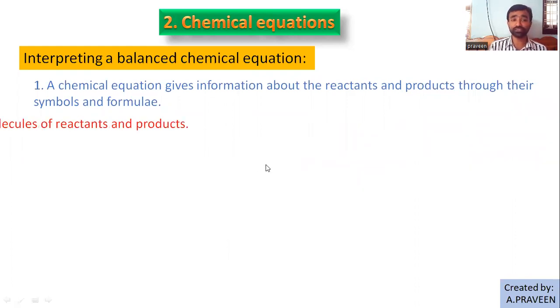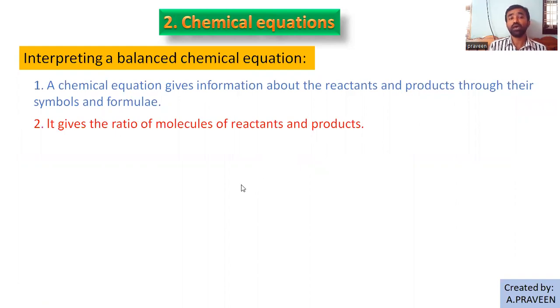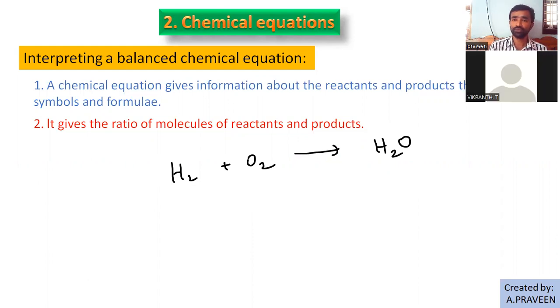Then the second one is that you are able to know the ratio of molecules. For example, take any equation, H2 plus O2. Then one more thing you are able to know is whether it satisfies the law of conservation of mass or not. Does this example satisfy the law of conservation of mass or not? Can anybody answer me? No, right? Why? Imbalanced, not balanced.